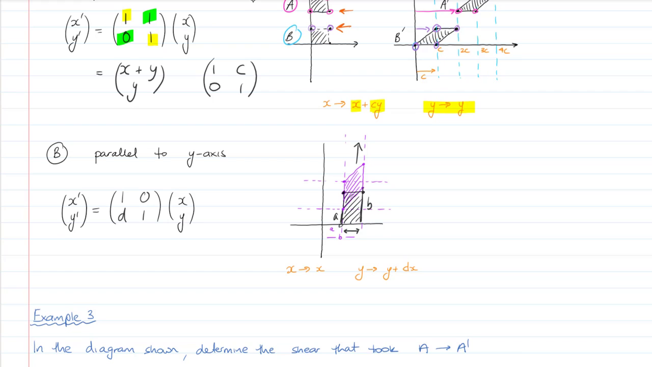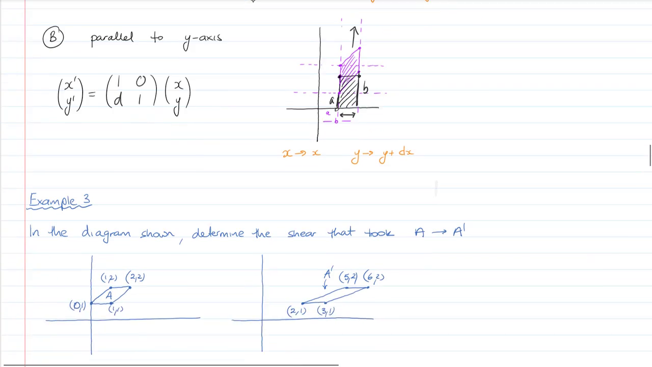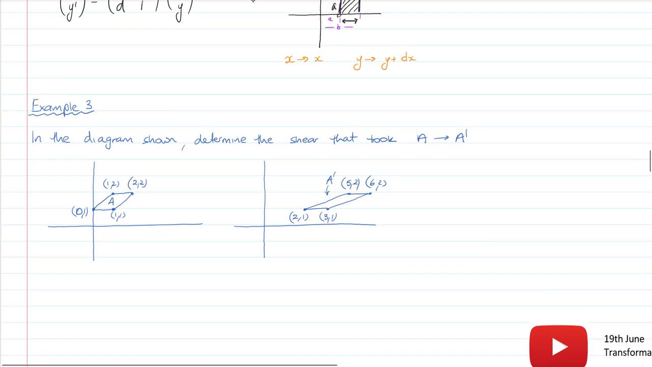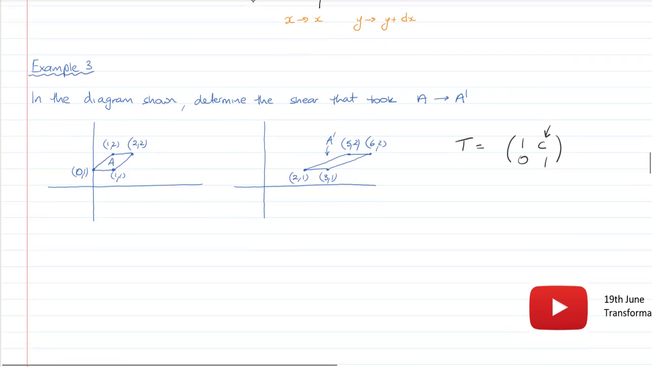So that's shears. Now they're a bit tricky, but seriously, have a play around with them. You'll find that they're not too bad. In the diagram shown, determine the shear that took A to A dash. Well, I can tell you straight away, so we're looking for the transformation, that it's a shear parallel to the x-axis. So it's going to be 1, C, 0, 1, and it's this C value I'm trying to determine. Now, this is how we play with it.